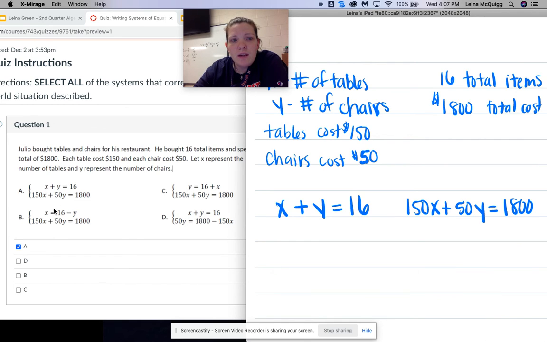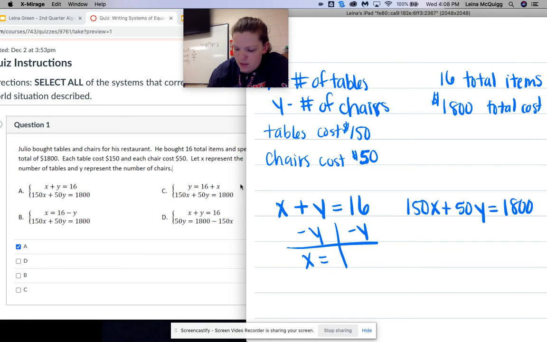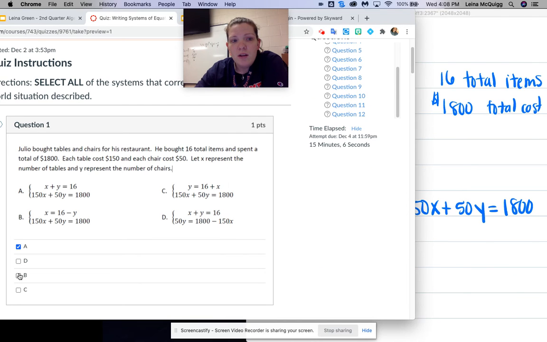Let's go ahead and here we have solved for x. So we've got them written in a couple different orders here. Okay. So if I solve this first equation for x, we can subtract y from both sides. So x equals 16 minus y. So this equation and this equation are the same thing, okay? So x equals 16 minus y, that's that first equation, and 150x plus 50y equals 1,800. So B is also a true equation.